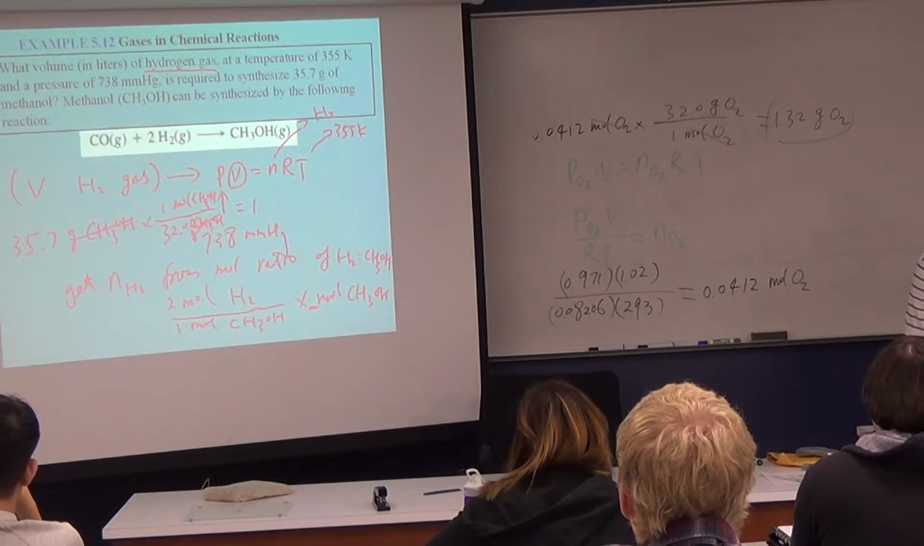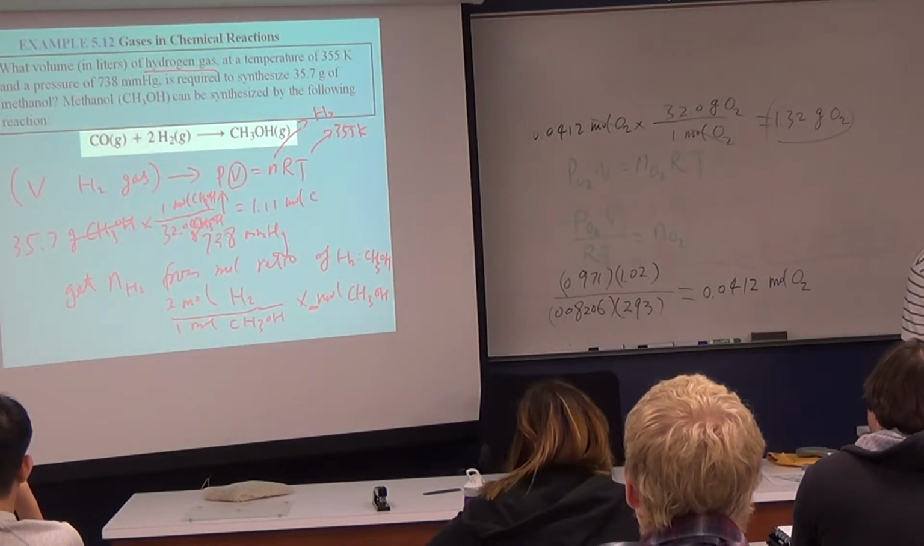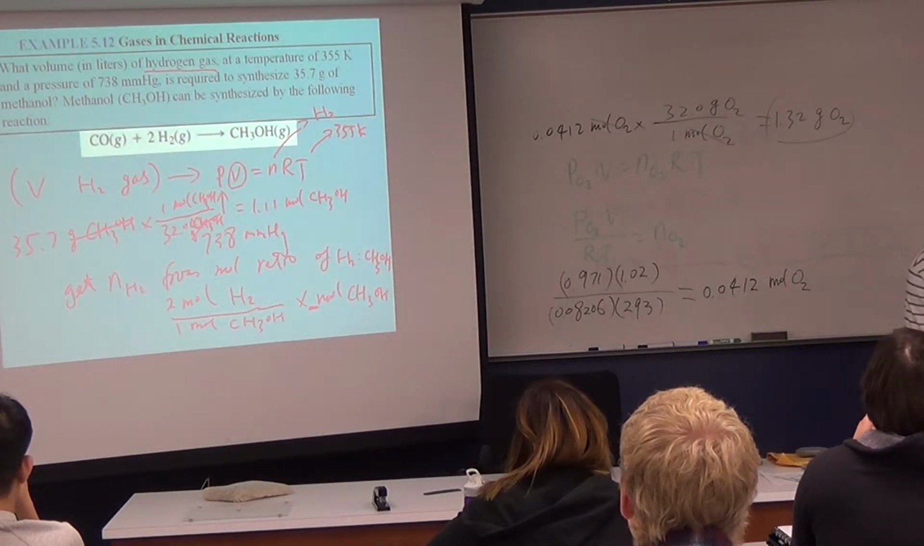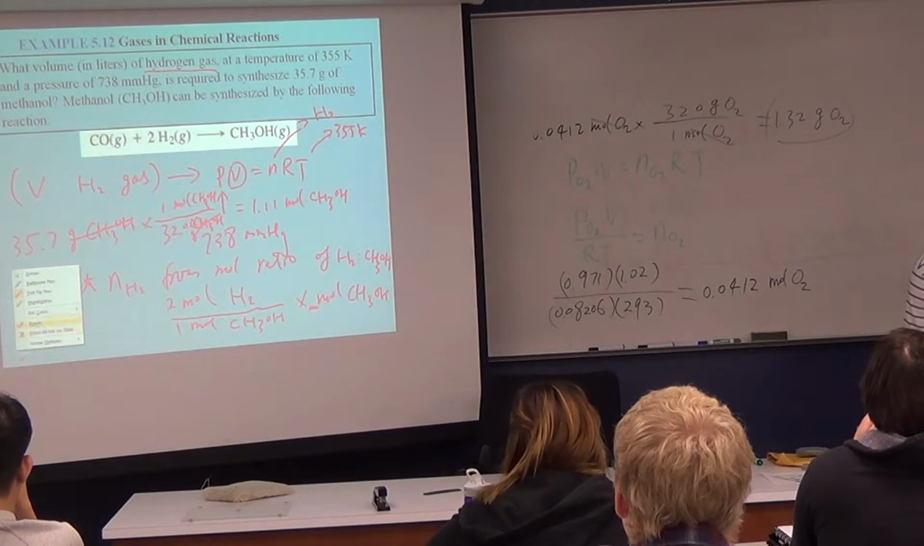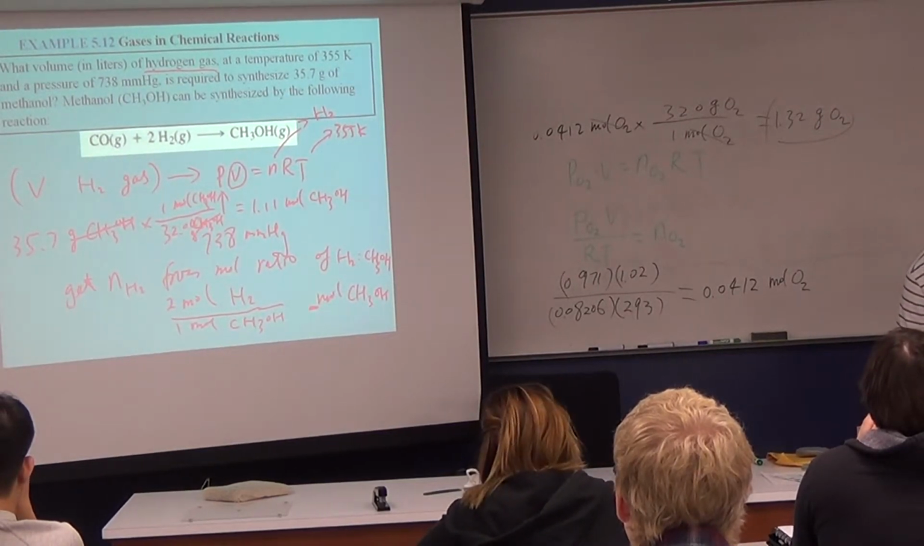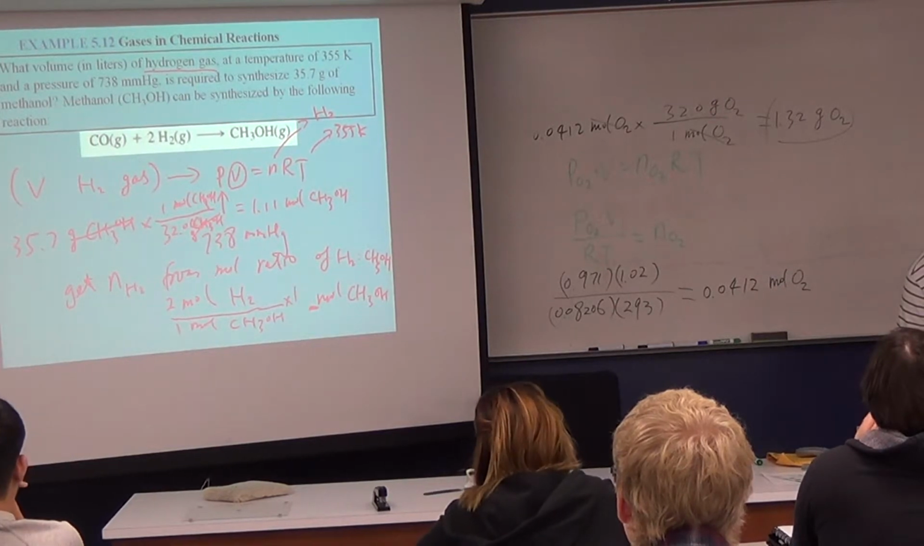Okay, so we get 1.11. I think that's good. So that will be CH3OH. Okay, now we have a number here. So let me erase this and put the number here. So here we have this 1.11.